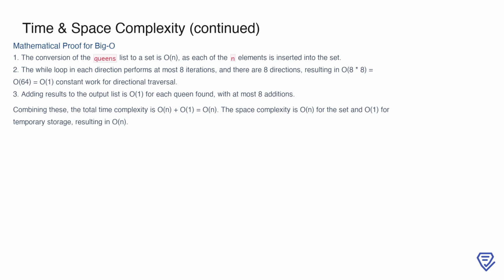When we combine these steps, the total time complexity is O(n) for set construction plus O(1) for traversal and result appending, resulting in O(n). Similarly, the space complexity is O(n) for storing the queens_set and O(1) for temporary variables, giving an overall space complexity of O(n).